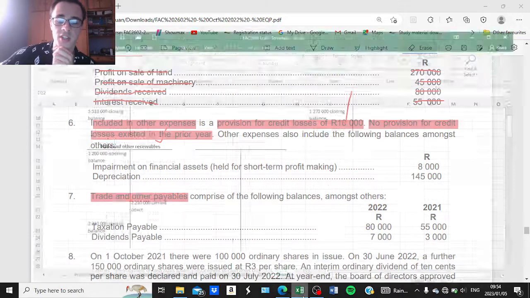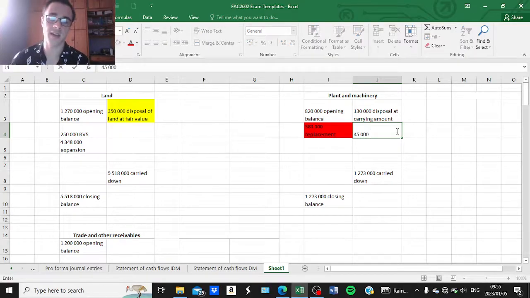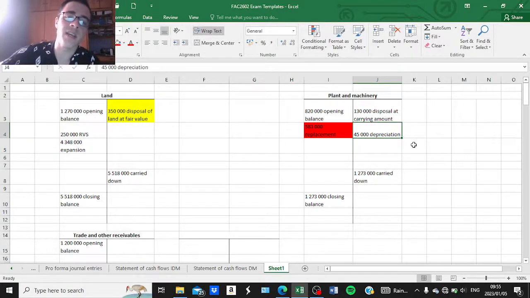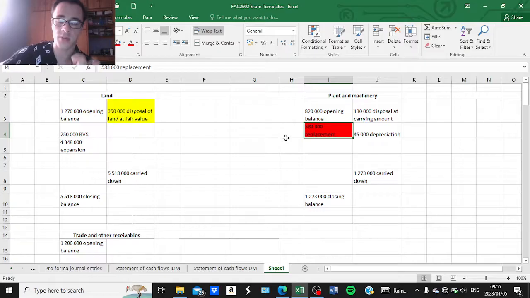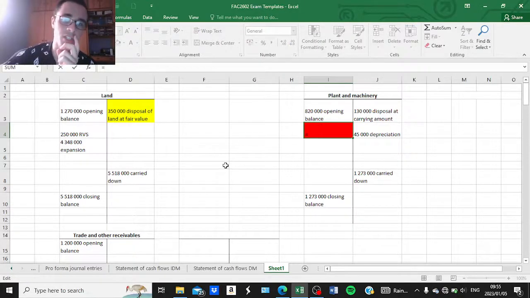So in your general ledger account for plant and machinery, you need to add the 45,000 of depreciation on the credit side, because that represents a decrease in the value of plant and machinery. All right, so the replacement amount must be modified. That's what I'm trying to say here. So the 583,000 is not actually the correct amount. We need to amend this amount because we did not take the depreciation into account.